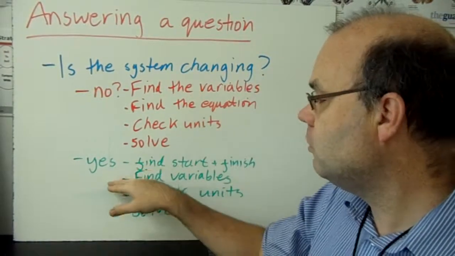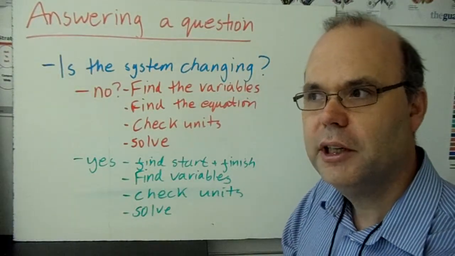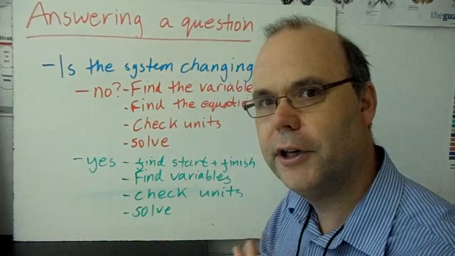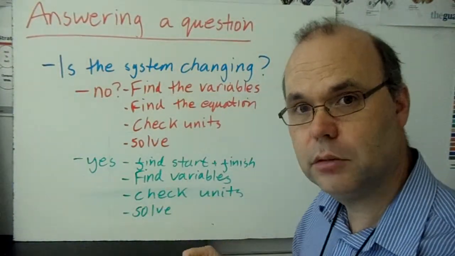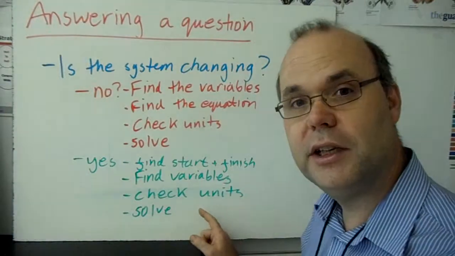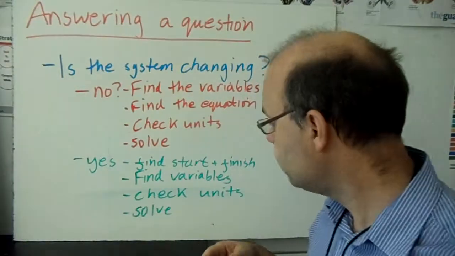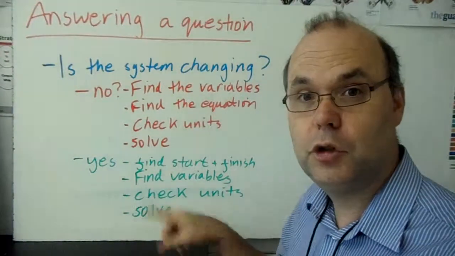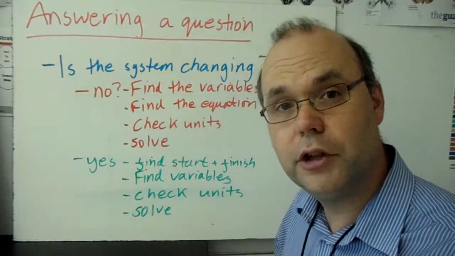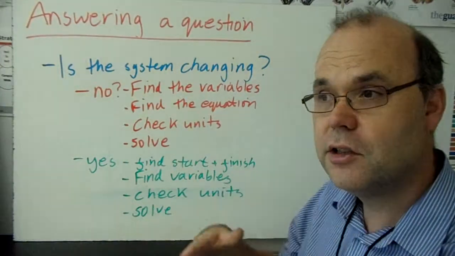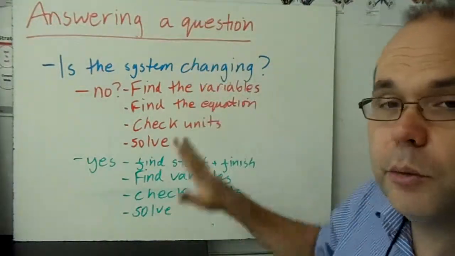Now, if it's changing, find the start and the finish. Sometimes that's difficult. Imagine a story. Find the start and the finish. Find the variables, write them down. Check your units. Is your temperature in Kelvin? Then write down your combined gas law. Cross out the units you don't need. Insert your variables and solve it. Take it one step at a time.